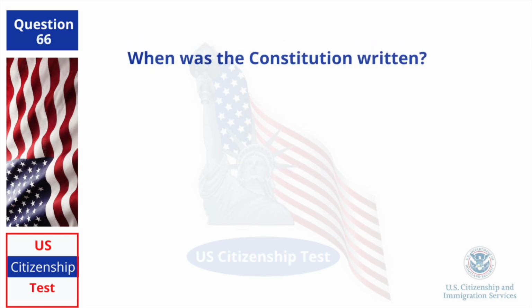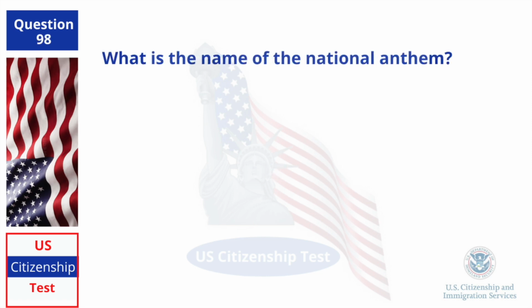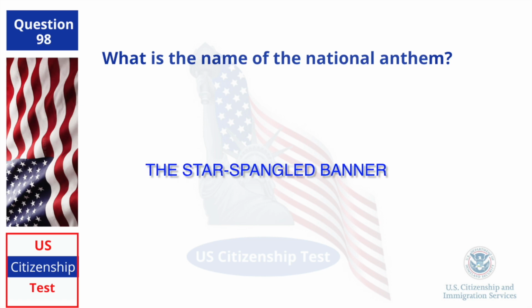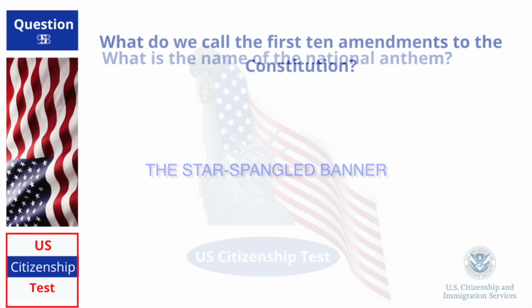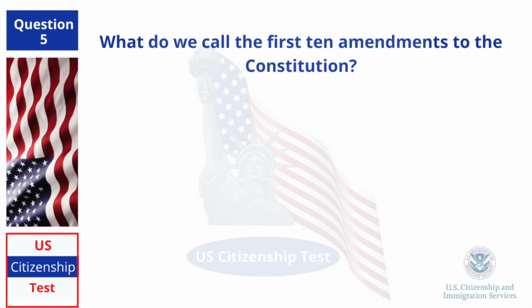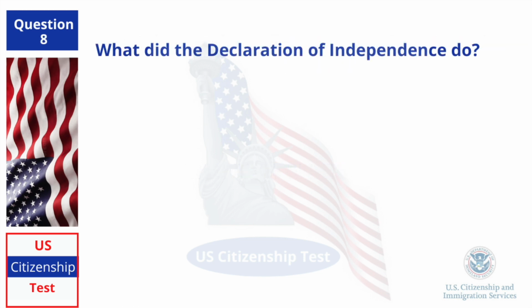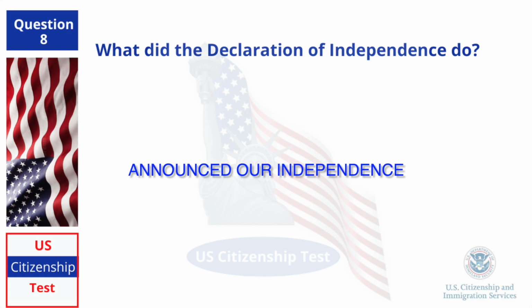When was the Constitution written? 1787. What is the name of the national anthem? The Star Spangled Banner. What do we call the first 10 amendments to the Constitution? The Bill of Rights. What did the Declaration of Independence do? Announced our independence.